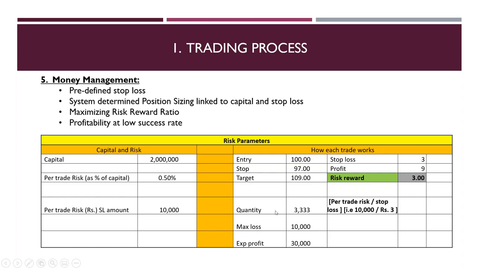So in this trade, my max loss would be 10,000, and I'm expecting a profit of say 30,000 if I get 1 is to 3 risk reward, and 20,000 if we get 1 is to 2 risk reward. So this is how, keep it simple, you should not make it complicated. Just use simple rules of position sizing.